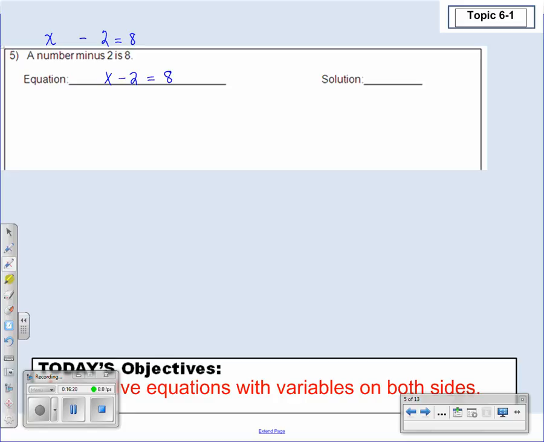To find a solution, we solve. Draw a line. There are no parentheses. We cannot combine terms, and we only have variables on one side, so we're going to box our variable. Get rid of the number not in the box. We'll add 2 to both sides. We are left with x, and 8 plus 2 is 10. So our solution is our number is equal to 10.